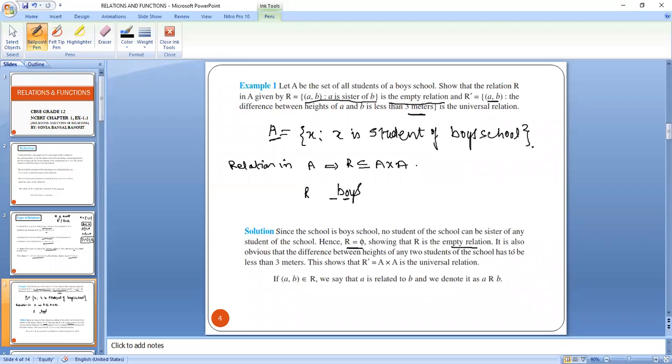So we will write it is obvious that the difference between the heights of any two students of the school has to be less than 3 meters. This shows that R dash will be equal to A cross A. Every element of A cross A will belong to R dash because if you take any two students, the difference of their heights will be less than 3 meters. So R dash is equal to A cross A is a universal relation, right?